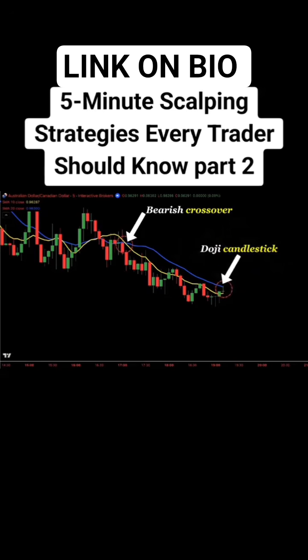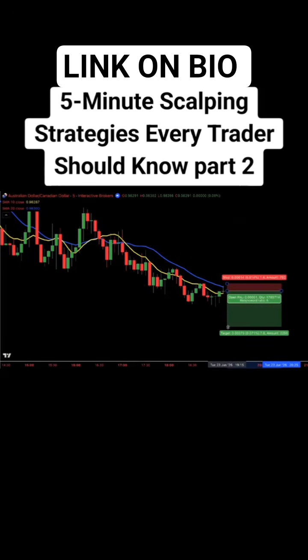Once the doji candle closes, place your sell entry at the close of the candle. Set your stop loss just above the pattern and stay in the trade until price closes above the 10 simple moving average, which is our exit signal. Now, look at what happens next.